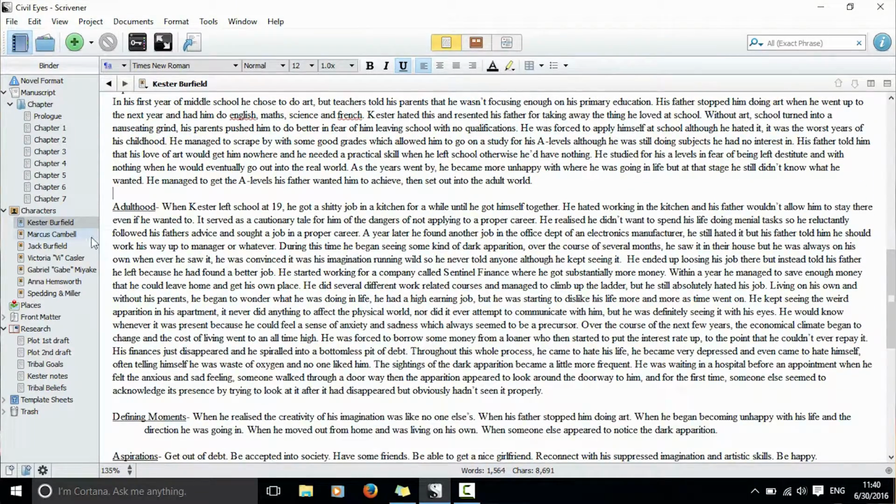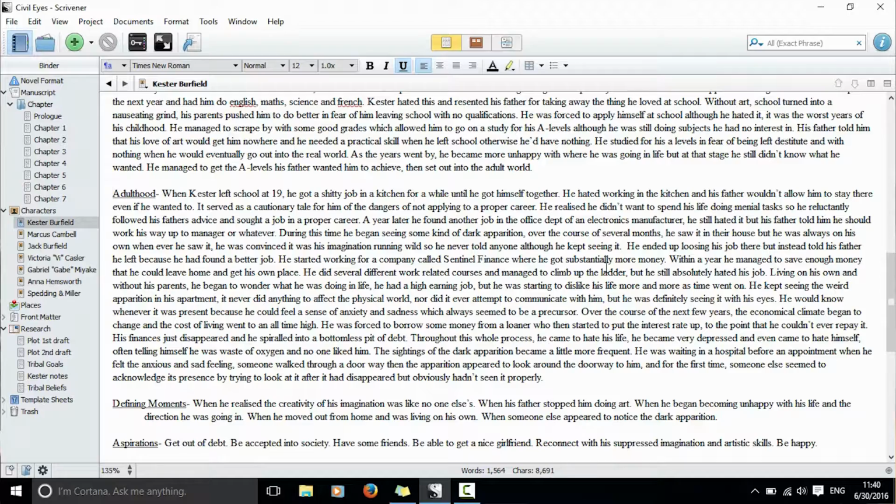Then we go into their adulthood. Again, I tend to class adulthood as any time after they left school. So for this particular character, Kester, his adulthood starts when he was 19. And pretty much I write up the adulthood to the events of the beginning of the story, because that's just what I do.